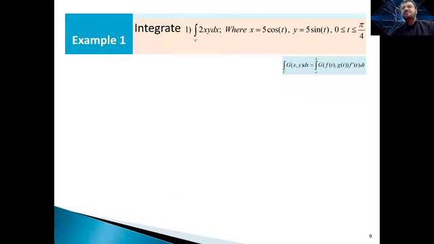Let's take this example. It says integrate this one. So I need to integrate 2xy dx along C, and C now is parameterized like this. x is 5 cos t. So what is this, guys? This is f of t. And I'm going to replace y with what? With g of t. This is our g of t.